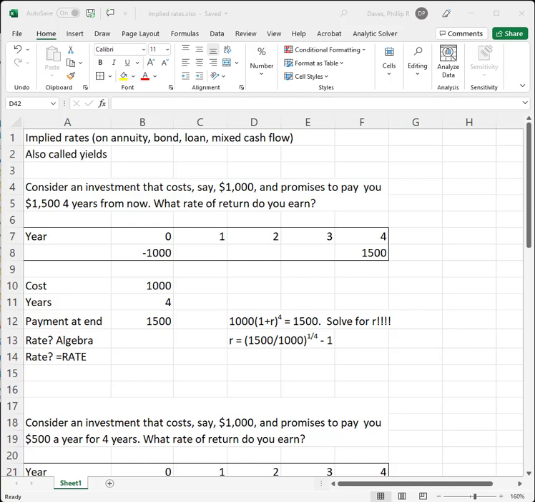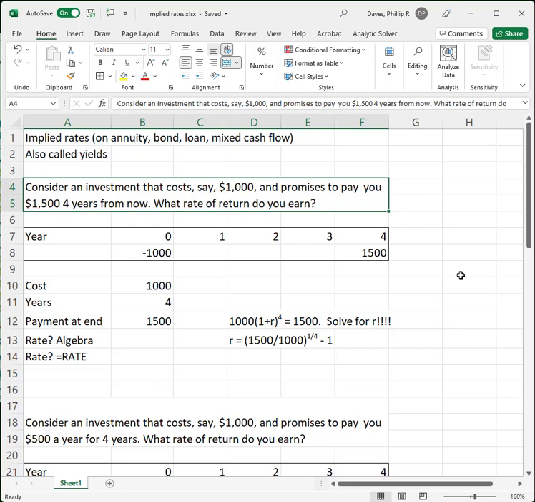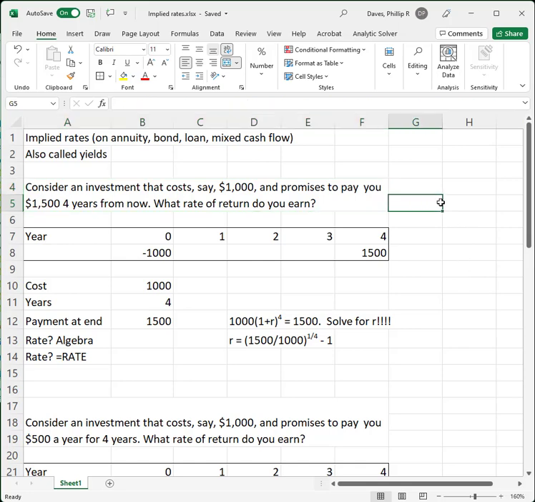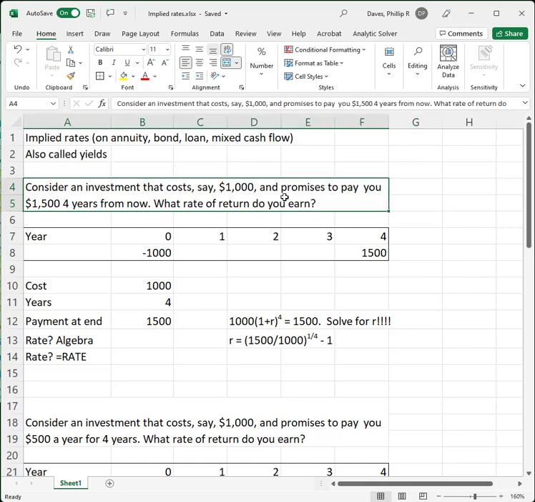In this video, I'll show you how to calculate the implied rate of return, or the implied yield, on various types of cash flows and various types of investments. So let's begin first off with the easiest one. Consider an investment that costs, say, $1,000 and it promises to pay you $1,500 4 years from now. A reasonable question is what rate of return do you earn on such an investment?